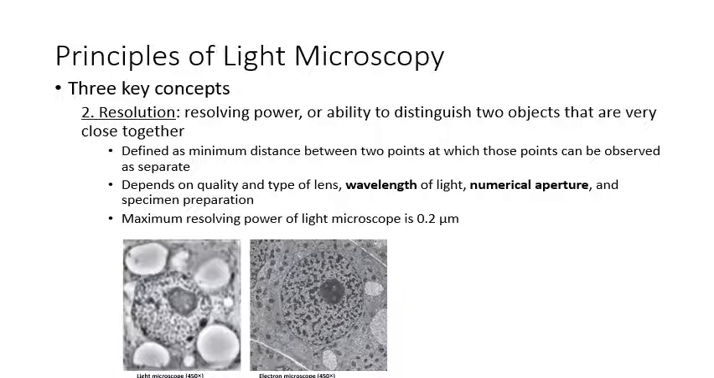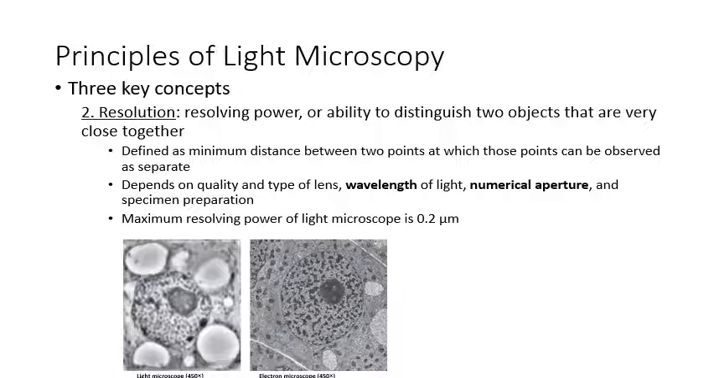In addition to magnification, we also need resolution. So resolution technically is the ability to distinguish two objects that are close together. It's basically being able to know where one object ends and the next object begins. So think of it as like the crispness or the clarity of an image. If an image looks really fuzzy, then it's got low resolution. If the image looks really sharp, then it's got high resolution.